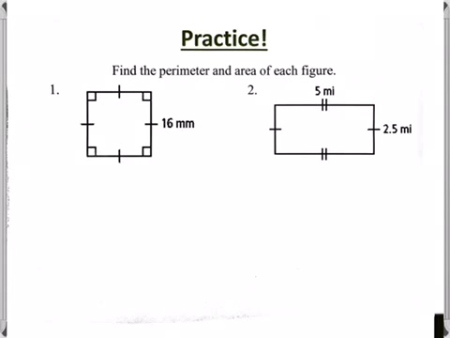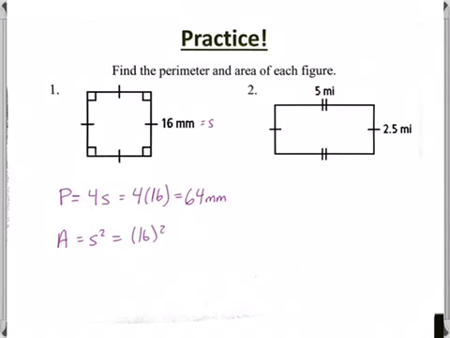We want to find the perimeter and area of each figure. So in the first one, we're dealing with a square. So the perimeter here is going to be 4 times the side length. Well, in this case, our side length is 16. So we're dealing with 4 times 16, which equals 64 millimeters. And then to find the area of a square is just side squared. So we're dealing with 16 squared, which in this case becomes 256 millimeters squared. And so our units are squared because we're finding area there.